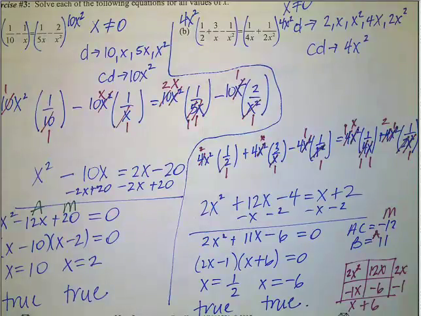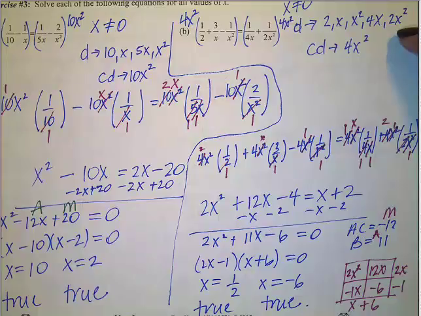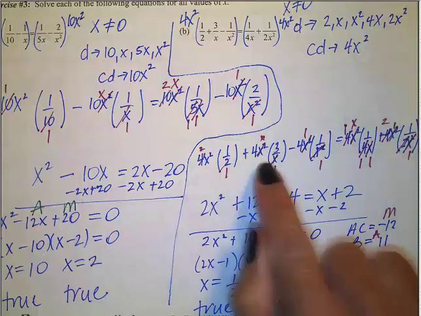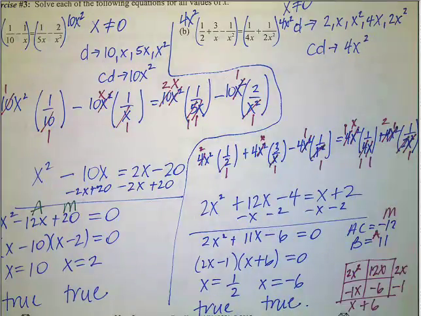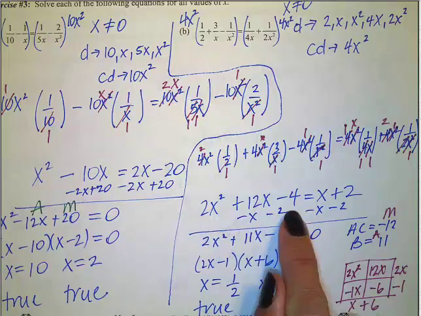Wow, B was quite difficult. So the first thing I did was find out what made it undefined, which was 0. So my solution cannot equal 0. Then I looked at all my denominators and found that 4 was my common denominator as well as x squared. So I multiplied everything by 4x squared. And when I did my division, I got 2x squared plus 12x minus 4 equals x plus 2.